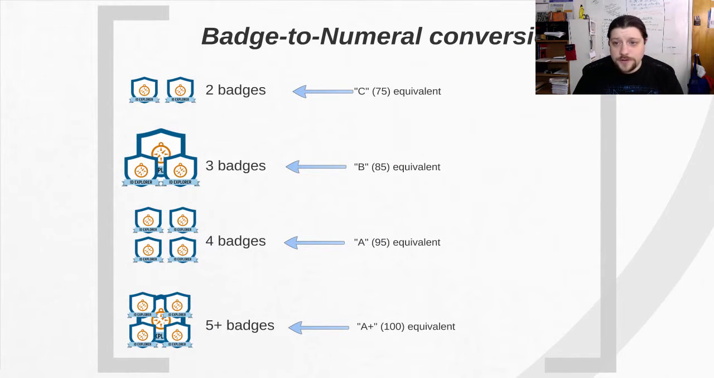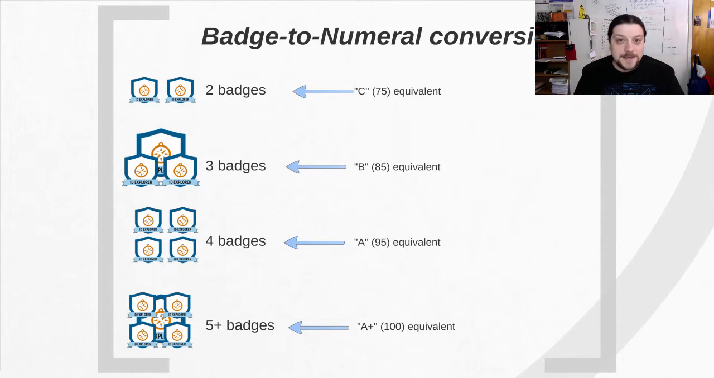So, badge to numerical conversion. 2 badges, so if your group only does 2 out of the 4 ID explorations, the group would get a 75 or a C. If you do 3 out of the 4, you get a B. If you do all 4, you get an A. And 5+ badges, if as a group you want to do more explorations, which is certainly possible, or if as an individual, after your group does the 4, you want to do something additional, you can do that.